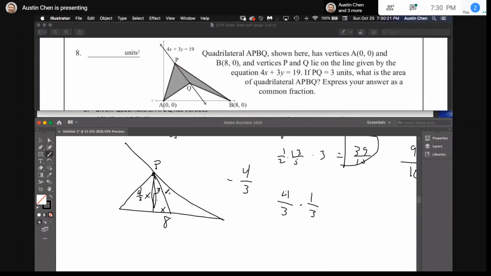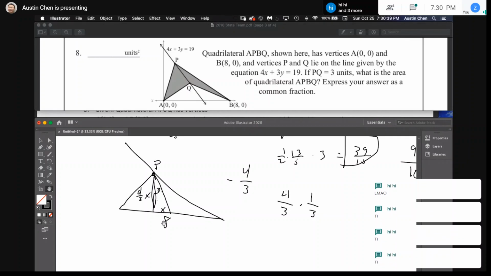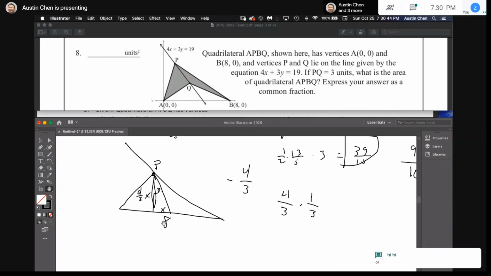Or you can just plug it into your TI. Square root of 3 squared plus 4 squared. Just do it. Okay, then you get x equals 9/5.